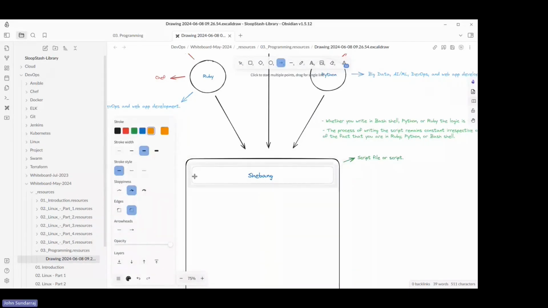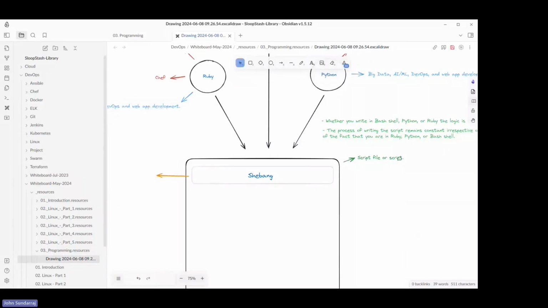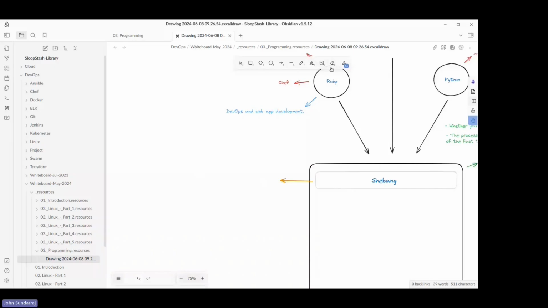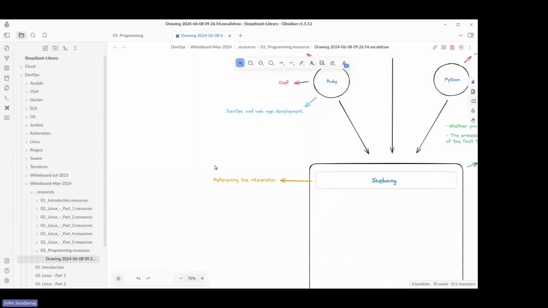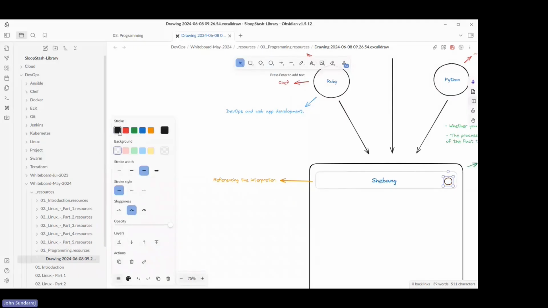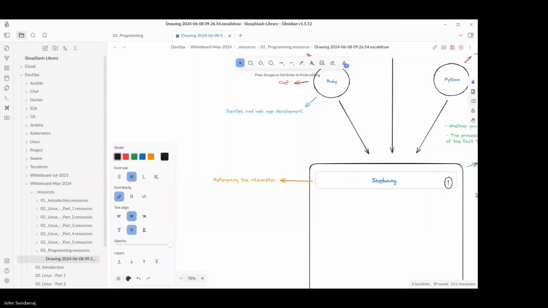What I would like to show here is, shebang is basically referencing the interpreter. So if you are going to write a script, let's say a Ruby script, the shebang is the first step. What I'm trying to picturize here is that shebang is the first step in the code.